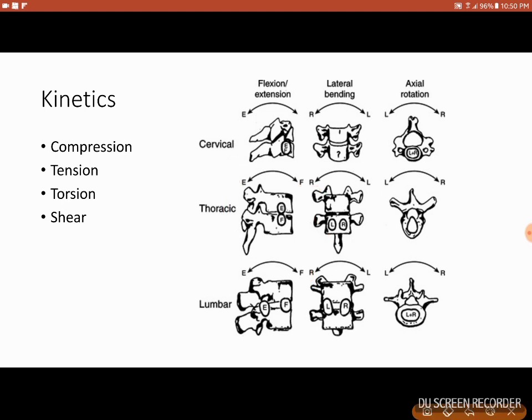In lateral flexion, if the person laterally flexes towards the left side, there is compression on the ipsilateral side and there is tension on the contralateral side. Next is torsion. Torsion usually happens on rotation. Basically, there is twisting of the IV disc adjacent to the two vertebrae.